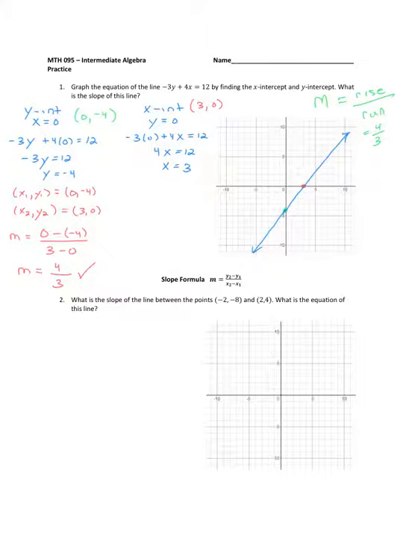This formula matches up with what we figured out off of the picture of this graph. So this formula is convenient if you want to figure out the slope between any 2 given points. And let's try that in question 2.